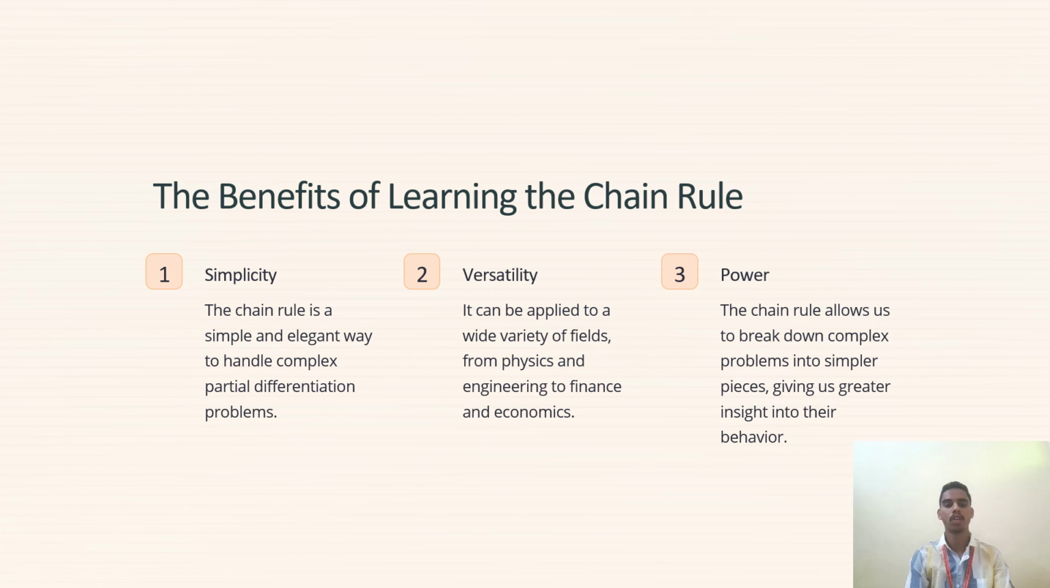Moving forward to the next slide, the benefits of learning the chain rule. Simplicity. The chain rule is a simple and elegant way to handle complex partial differentiation problems. Versatility. It can be applied to a wide variety of fields, from physics and engineering to finance and economics. Power. The chain rule allows us to break down complex problems into simpler pieces, giving us greater insight into their behavior.